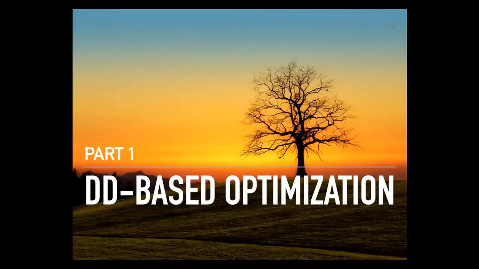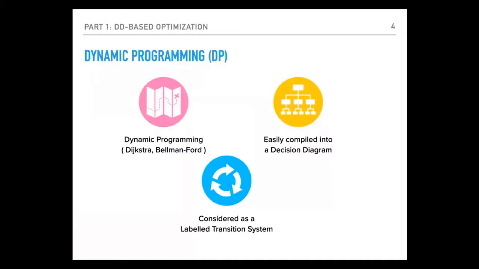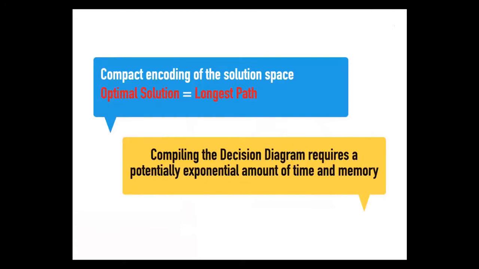MDD-based optimization is basically dynamic programming, the exact same dynamic programming that you've been using when searching for shortest path in a graph with Dijkstra's algorithm. But instead of considering the problem in terms of recursion, it is considered as a label transition system, which is easily compiled into a decision diagram. This is nice because an MDD provides you with a compact encoding of the solution space. And when assuming maximization, the optimal solution in your MDD is simply the longest path in that MDD.